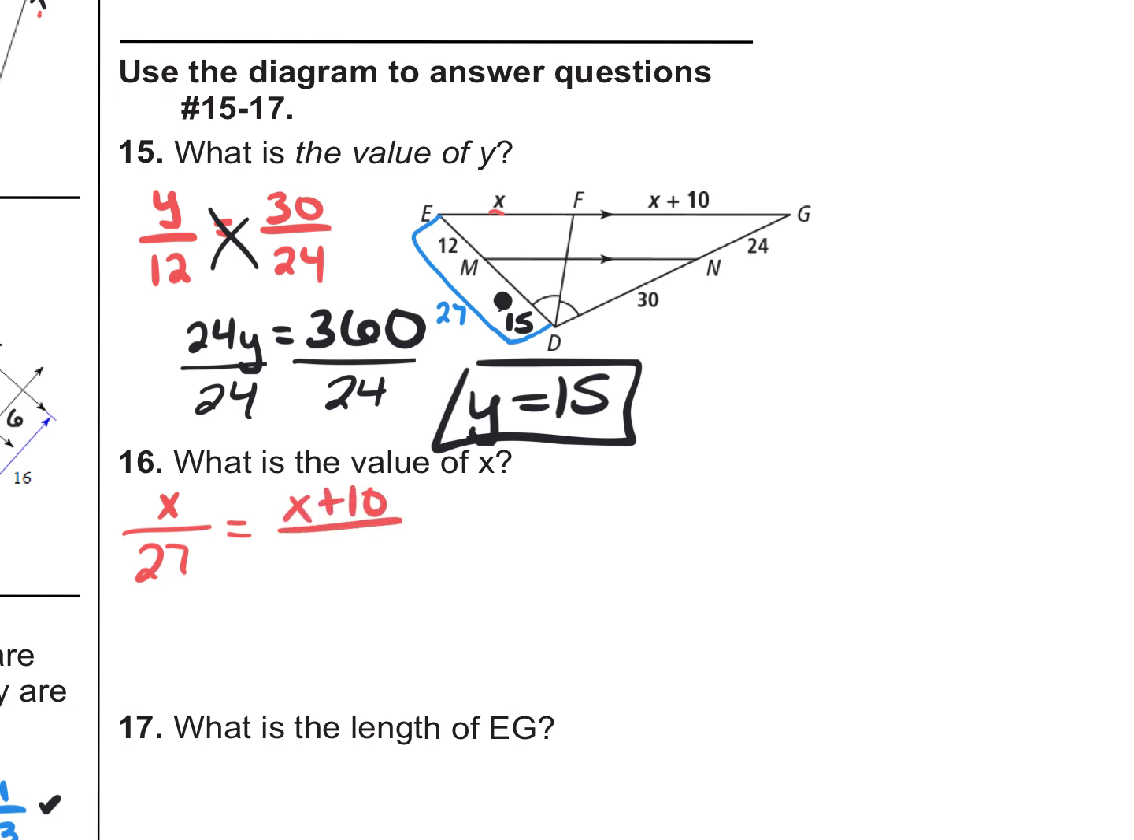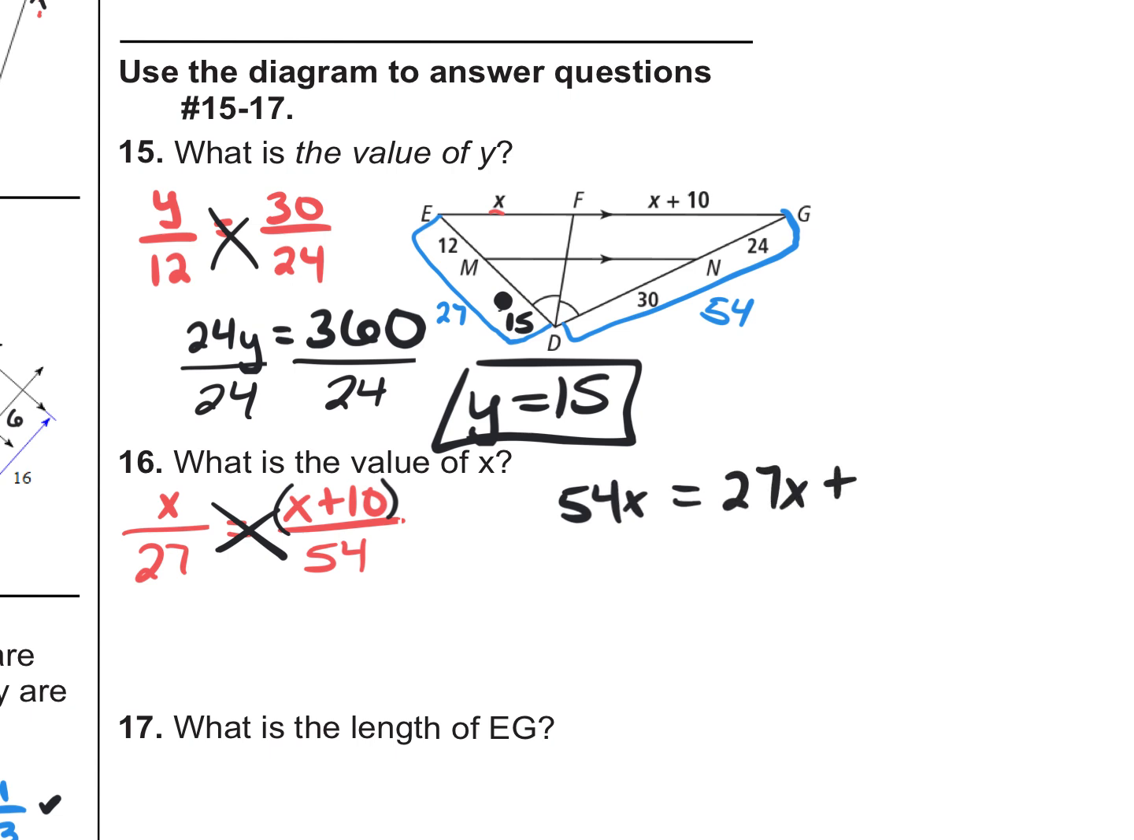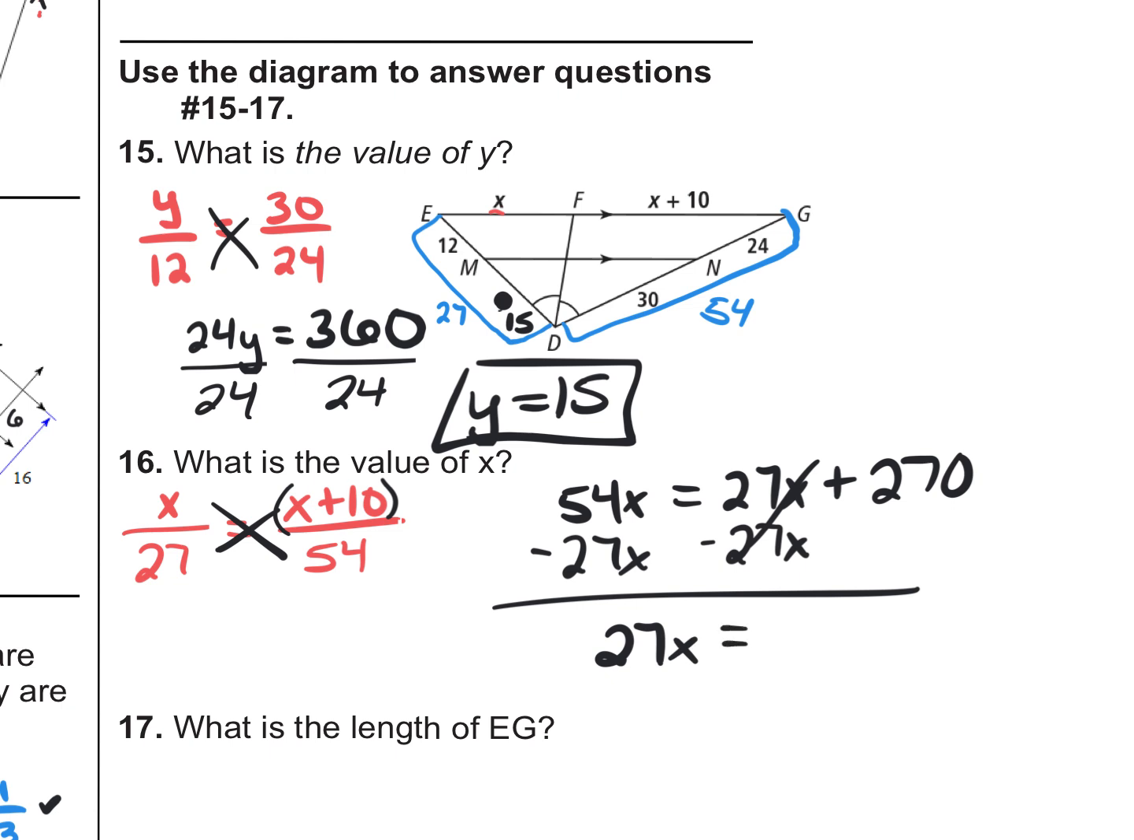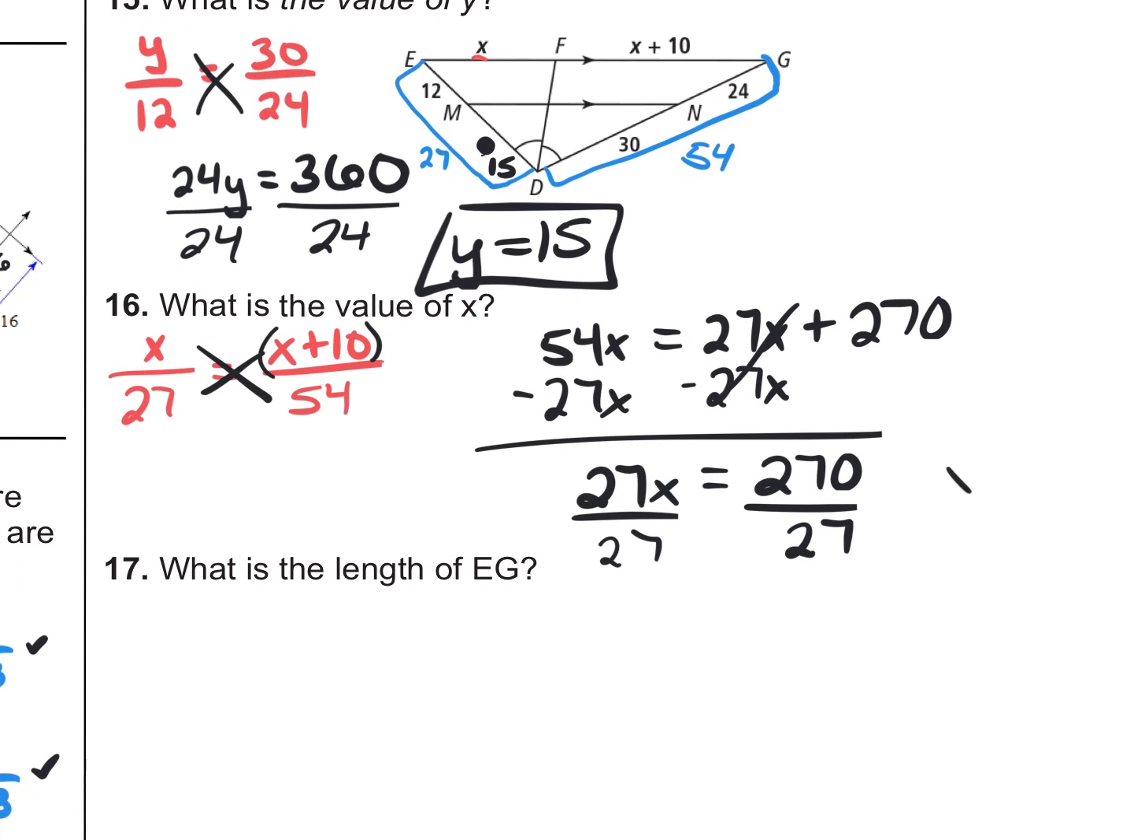What does the other side have to be? X plus 10 over, and again, we want to add these 2 together to get 54. If I cross multiply here, we get 54x. What do I have to make sure to do here? Distribute, so we get 27x plus 270. And now subtract 27x. So we get 27x equals 270. Divide by 27, we get x equals 10.